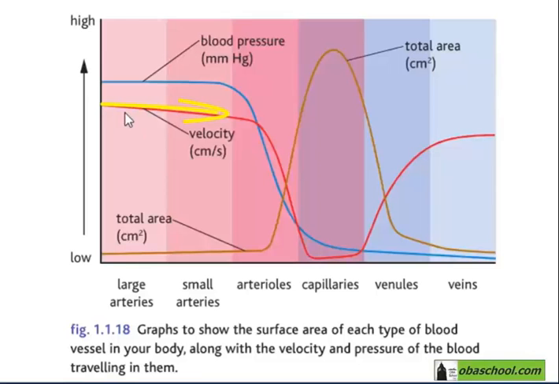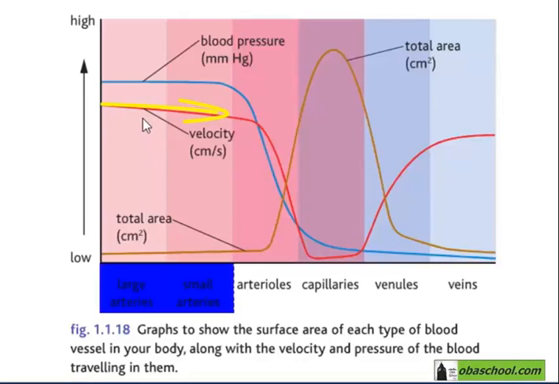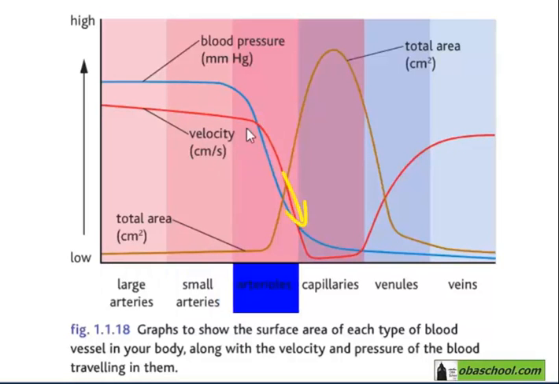Now, if we look at the speed at which blood is traveling, we have the highest speed again in the arteries, whether large or small. And this is because blood is pumped with such high pressure that it gives such a high velocity. The velocity will decrease along with the decreasing blood pressure as we go into arterioles.